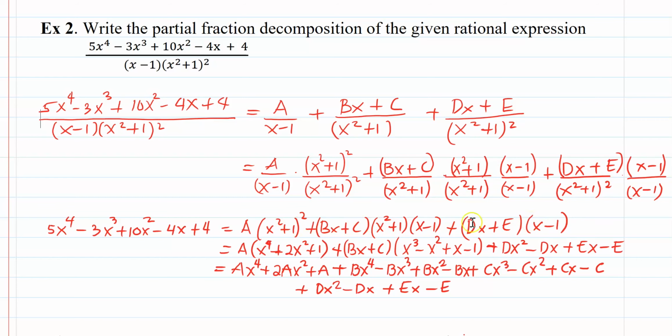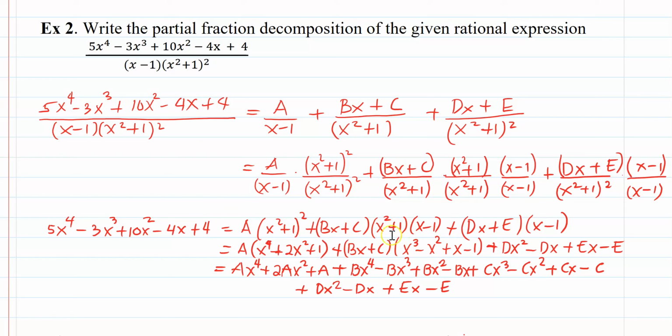Alright, so now we are going to expand the right hand side. This (x^2 + 1)^2 will give us x^4 + 2x^2 + 1. If you are wondering how to get this, you just multiply (x^2 + 1) times (x^2 + 1) using the FOIL method and you will get this result. Now for (Bx + C) times (x^2 + 1) times (x - 1), we will first multiply (x^2 + 1) times (x - 1).